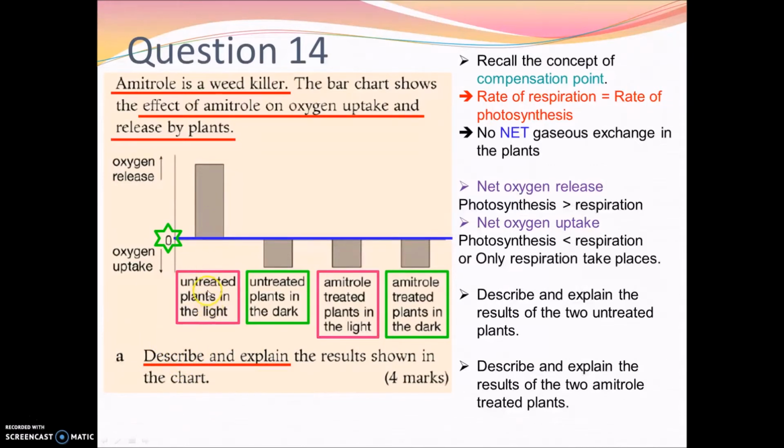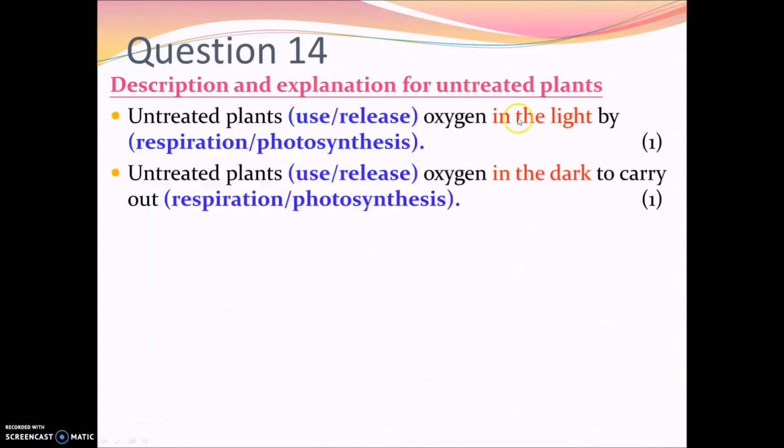Okay, for example, if you only talk about the untreated plants in the light, it will have a net oxygen release, full stop. Now you describe it, yes, I agree, but you did not explain it. Remember that you should say that the untreated plants in the night will have a net oxygen release because of something, since something, or due to something, for the explanation. That will be the format, the scaffolding provided to you: description and explanation for the untreated plants.